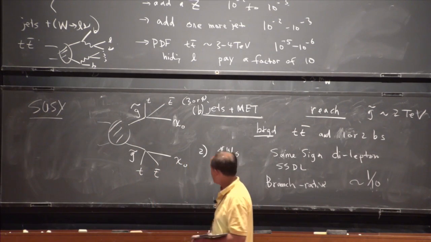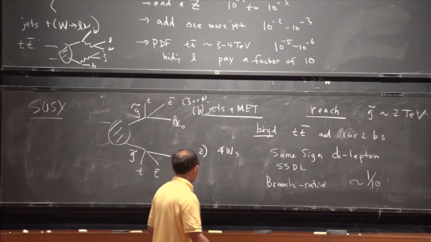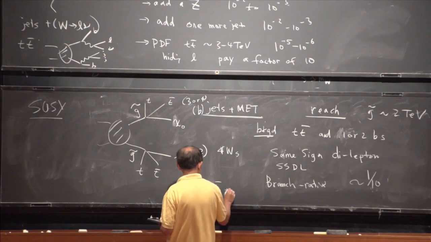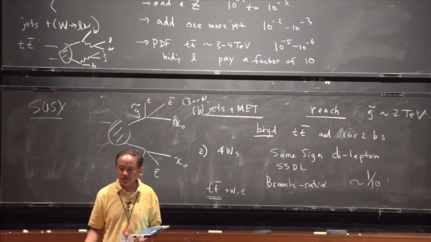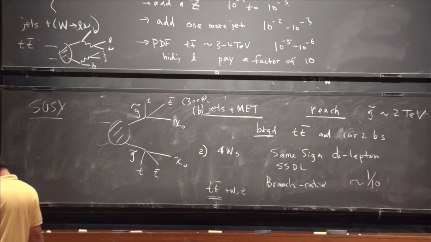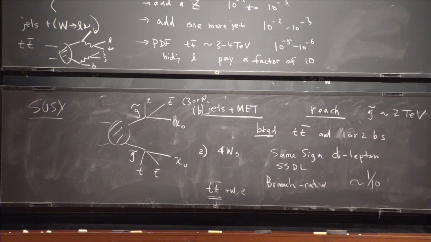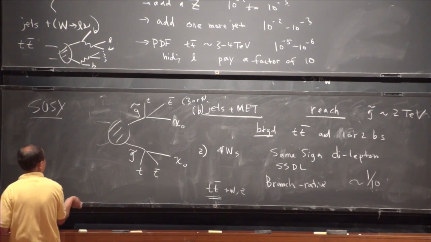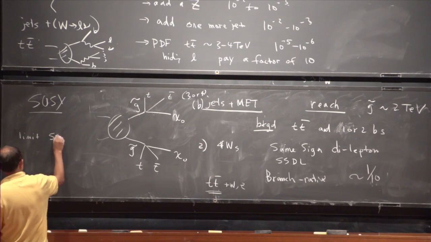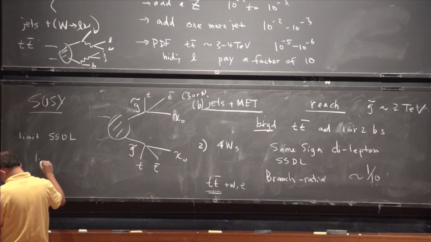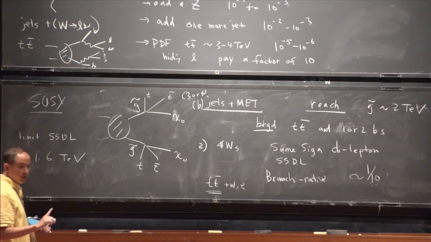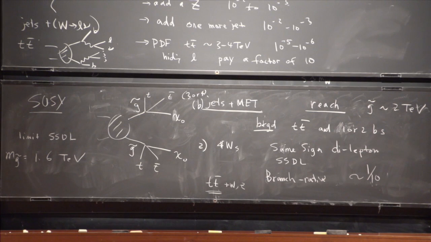So combining these two, t t-bar is still an important background. You can do t t-bar plus W or plus Z, or have something else fake a lepton that actually gives you a same sign dilepton. We can do this more carefully, but that probably requires a more detailed simulation. The limit in the same sign dilepton channel is about 1.6 TeV. It's actually weaker than the multi-jet plus missing energy channel.